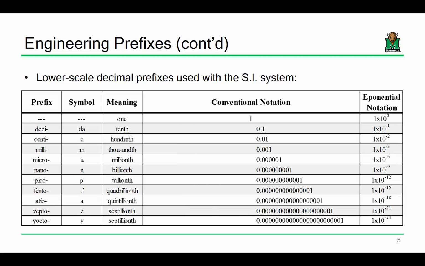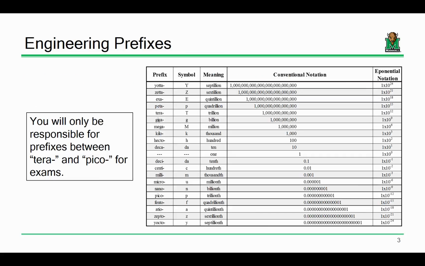Here's a zoomed in look at the lower scale prefixes in the SI system. So here's what I would recommend. Since you're responsible for knowing the range tera through pico, you should make some flashcards and memorize these if you don't already know it. Everybody learns a little bit differently, but you should be able to know the conventional notation and the exponential notation for each one of these terms, tera through pico.